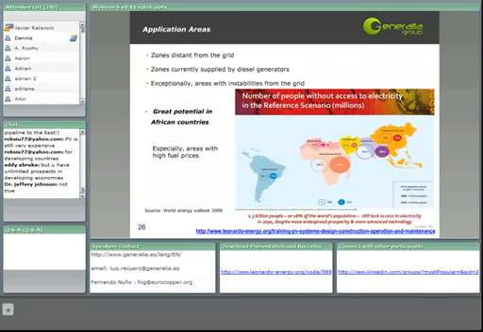Here in this slide you can find a map showing the number of people that do not have access to electricity in different parts of the world. You can check that the number in South Asia and in Sub-Saharan Africa are very, very high. So you have a good market in those continents.